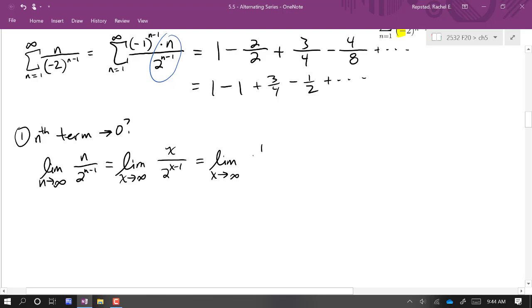So we get 1 over 2 to the x minus 1 times ln 2. And now as x approaches infinity, the top is staying put, the bottom is blowing up, and so this limit is 0. So the nth term does in fact approach 0. Now I'm going to bother checking for the monotone part.